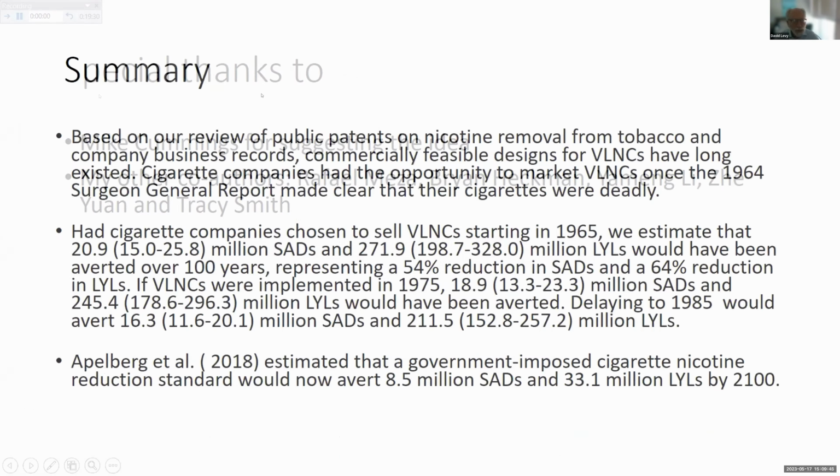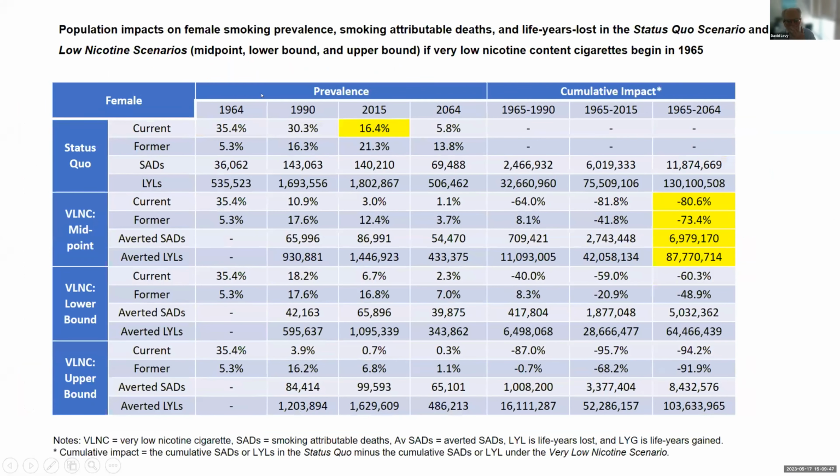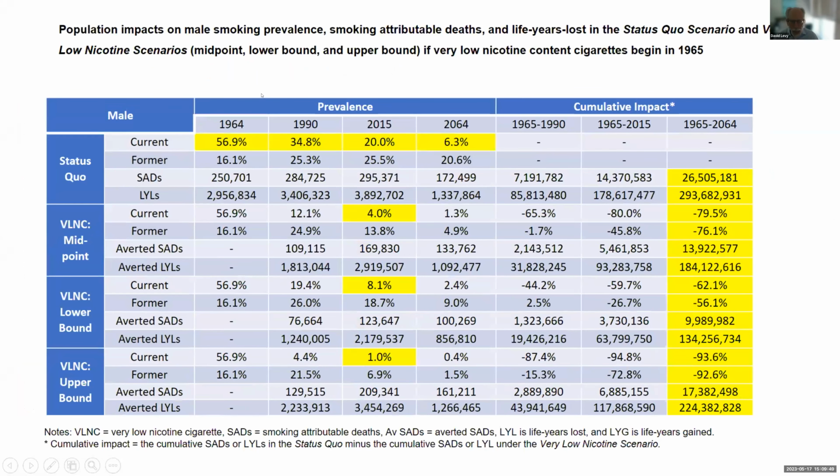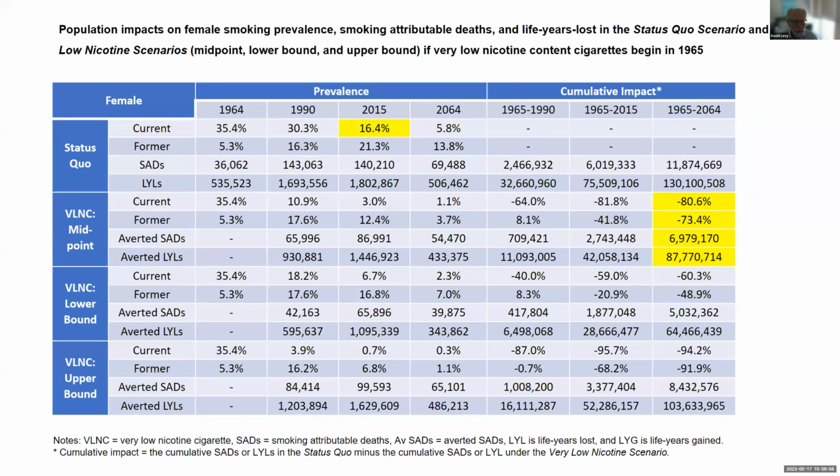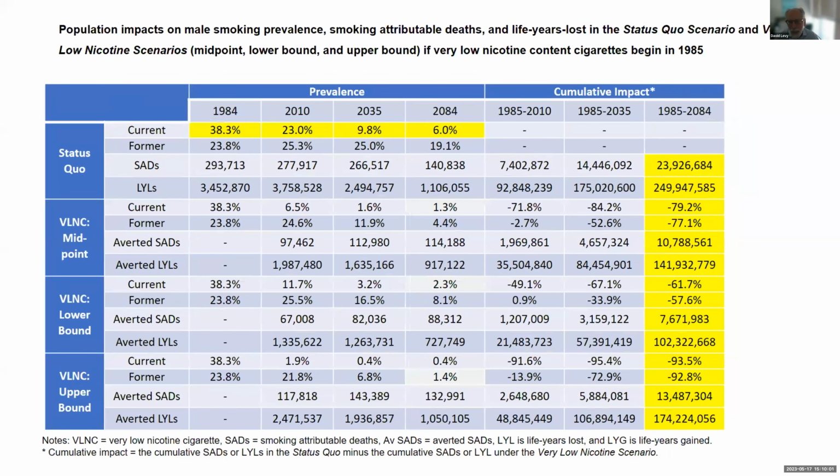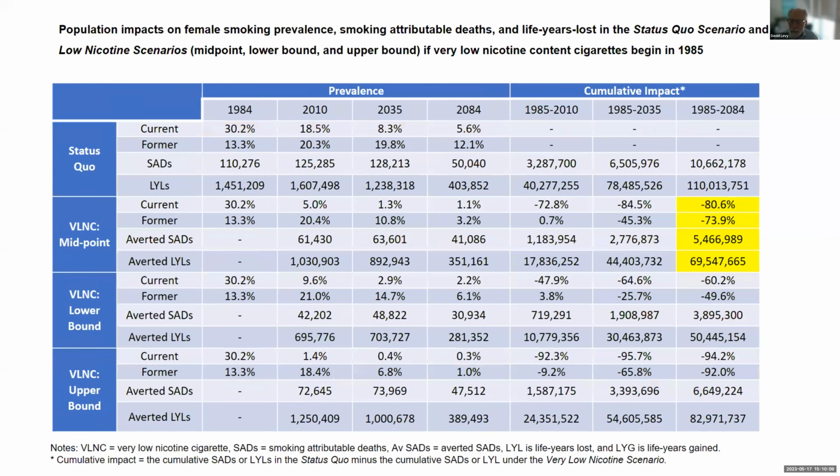Sorry. So going back, before we had under the midpoint 184 million life years gained effectively as a result of the standard. Here, starting later, we only have 142 million life years gained. And you see smaller numbers in the case of the female standard.